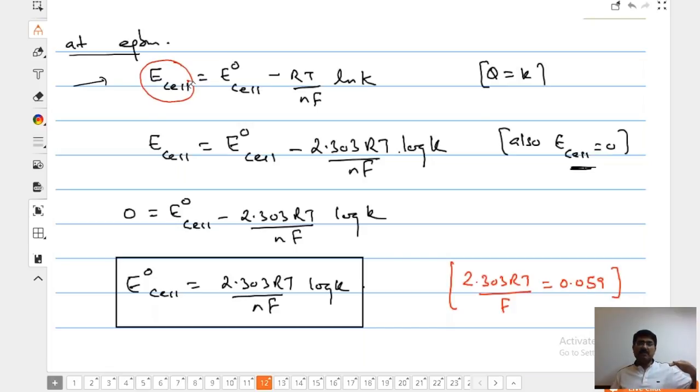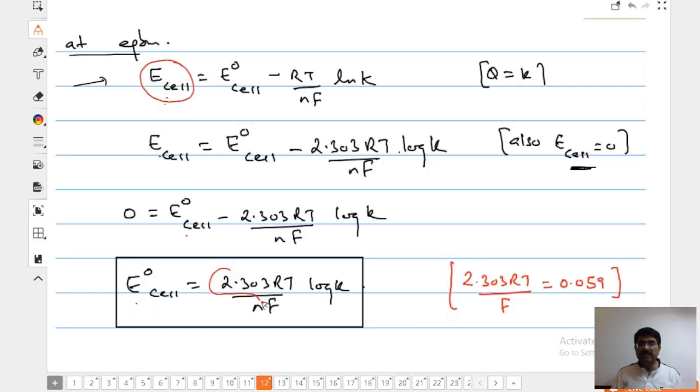Whatever electrons are being produced in the oxidation half cell will stay there. Whatever electrons the reduction half cell is consuming will stay there. No current will be flowing at equilibrium. So if you put this value as 0, what is the Nernst equation? E naught cell minus 2.303 RT by nF log K. Take it on this side. E naught cell is equal to 2.303 RT by nF log K.